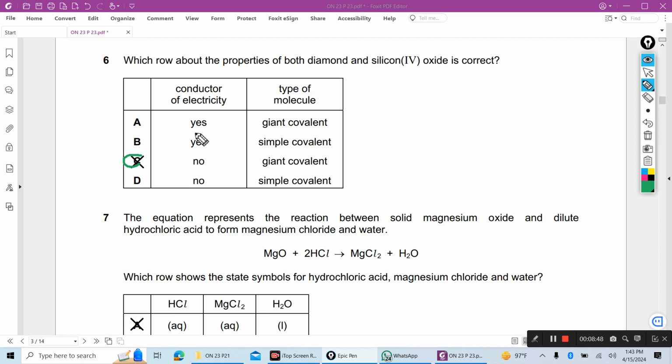Why is the other wrong? Conductivity is no. Yes, this is wrong. Why is this wrong? No is correct, but the type of molecule is simple. This is not a simple molecule. Diamond, graphite and silicon dioxide are giant covalent.